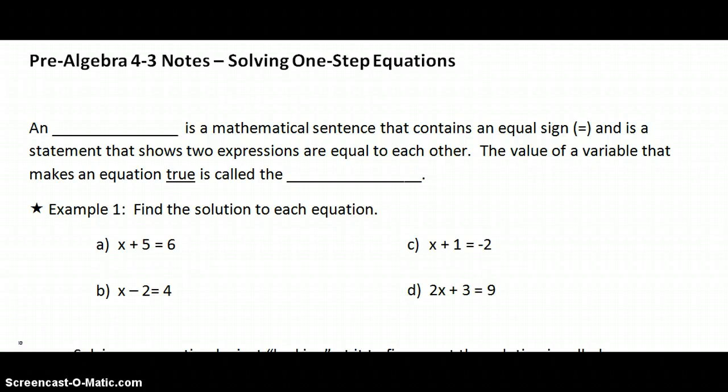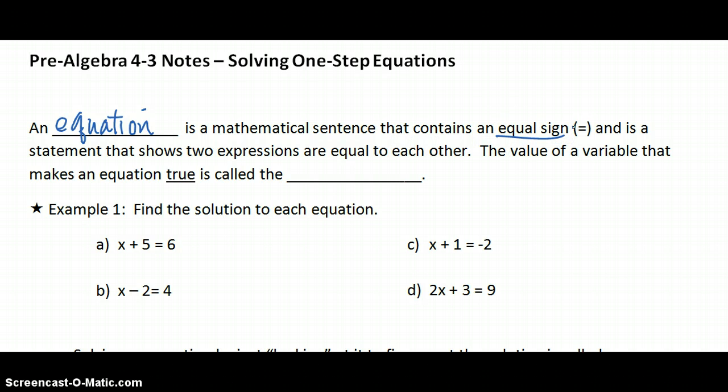Hello, pre-algebra students. We're going to be talking about solving one-step equations today. An equation is a mathematical sentence that contains an equal sign.